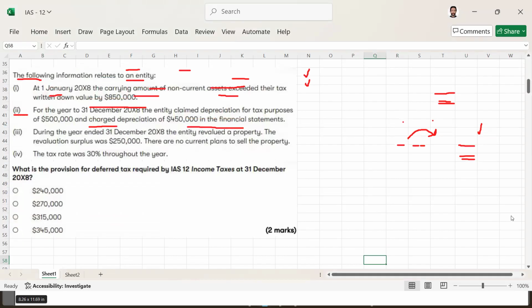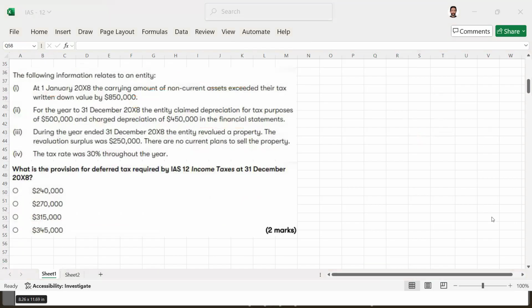The examiner is going to test you with various questions. So this is related to the temporary differences, and then finally, when all the temporary differences are done, we're going to be applying the rate here. So let's see, what is the provision for deferred tax required by IAS 12, Income Taxes, at 31st of December 2028? We know that the deferred tax is the difference between the carrying amount and the tax base multiplied by the tax rate.